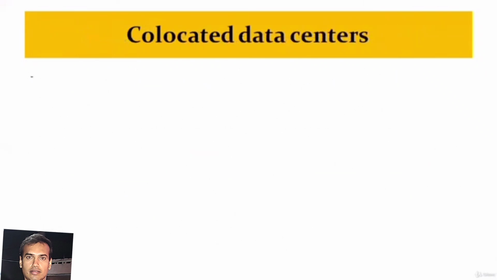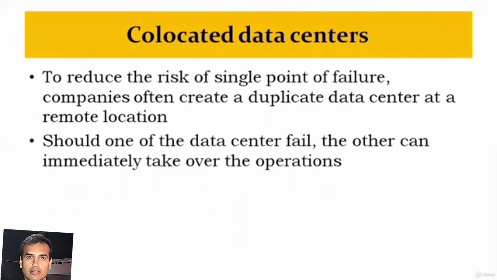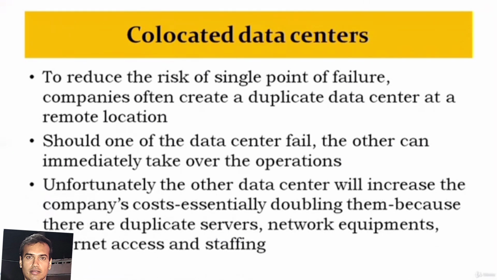Now understand the next concept of the co-located data center. To reduce the risk of a single point of failure, companies often create a duplicate data center at a remote location. That we call a co-located data center. And should one of the data centers fail, the other can immediately take over the operation. Unfortunately, the other data center will increase the company's cost, essentially doubling it, because there are duplicate servers, network equipment, internet access, and staffing.